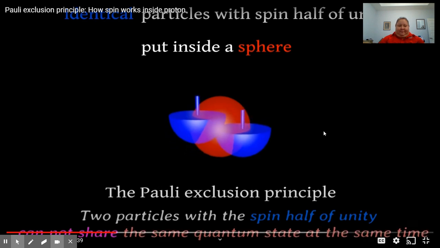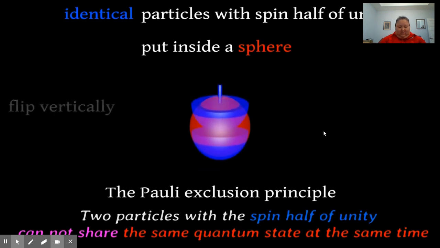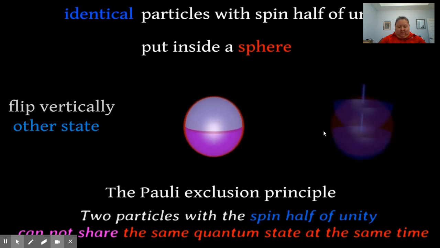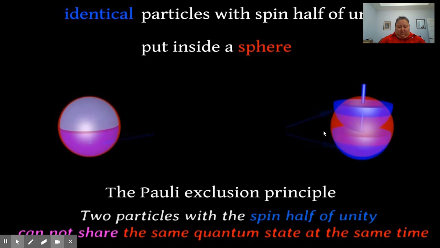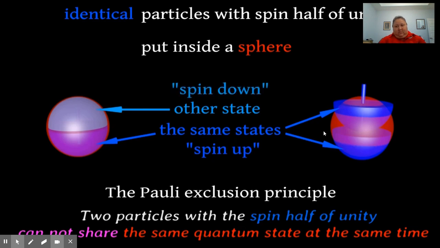The same quantum state at the same time. In our demonstrative example, this means that we cannot put in the same place, inside the sphere, two identical half sphere. However, we can do this if we flip vertically one of half sphere. In this case, our state will not have the same internal properties or quantum numbers. They will differ in the direction of the spin, or, more accurately, the projection of the spin. One half sphere will correspond to the spin up, while other will correspond to the spin down.